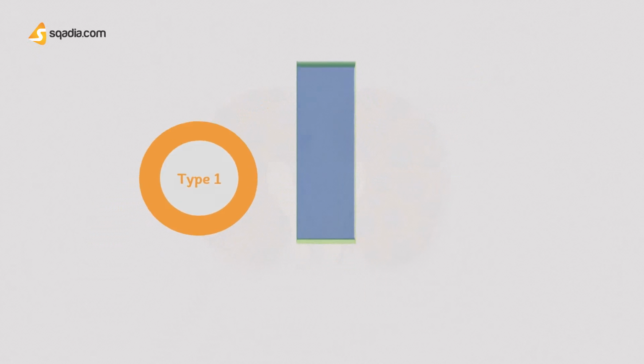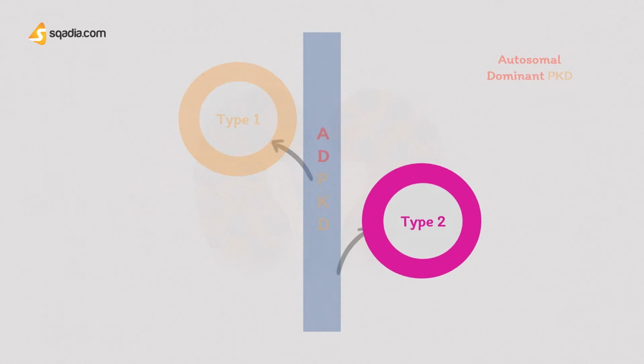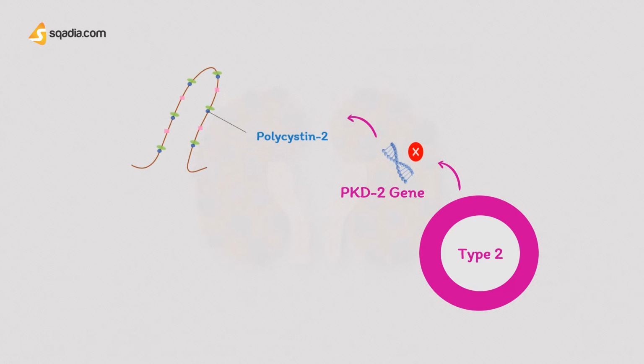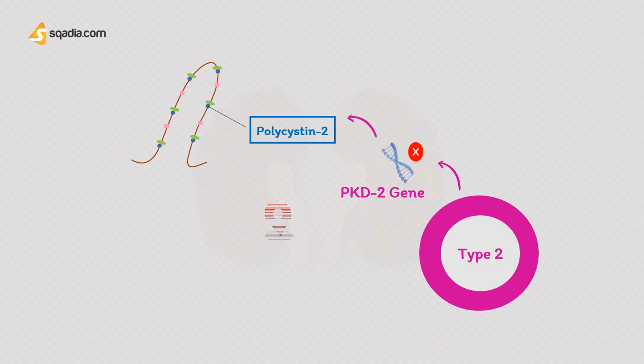Now it's the time to dive in type 2, which is caused by mutations in PKD2 gene, which codes for polycystin 2 protein of the primary cilia. Address of PKD2 gene is 4q21 to q23, which means the gene is present somewhere between position 21 and position 23 on Q, which is the longer arm of chromosome number 4.